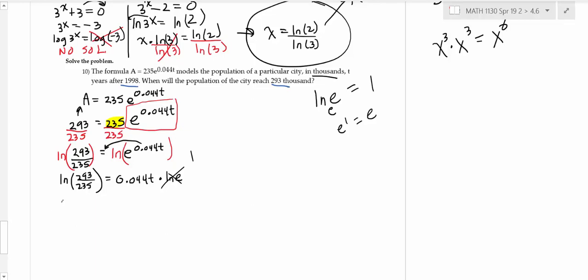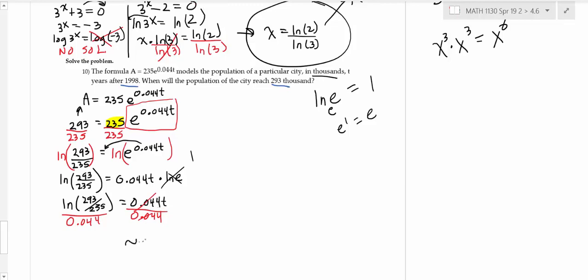So you end up getting ln of 293 over 235 is equal to 0.044t, and then you can solve this equation by dividing both sides by 0.044 like that, and then you would take your calculator.